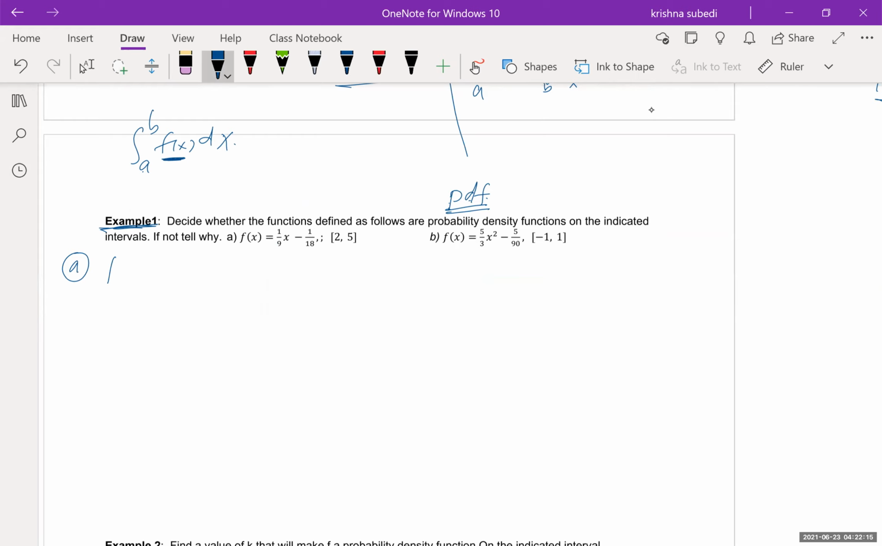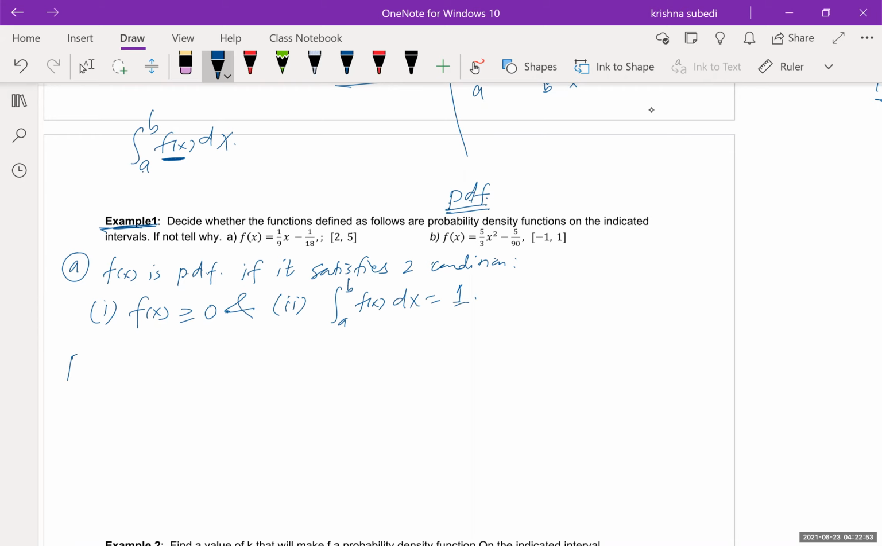F of x is a PDF, I write in short, probability density function, if it satisfies two conditions. Condition 1, f of x is non-negative. That's what we need to check. And the second condition is the integral from a to b of f of x dx equals 1. So we need to check this too.